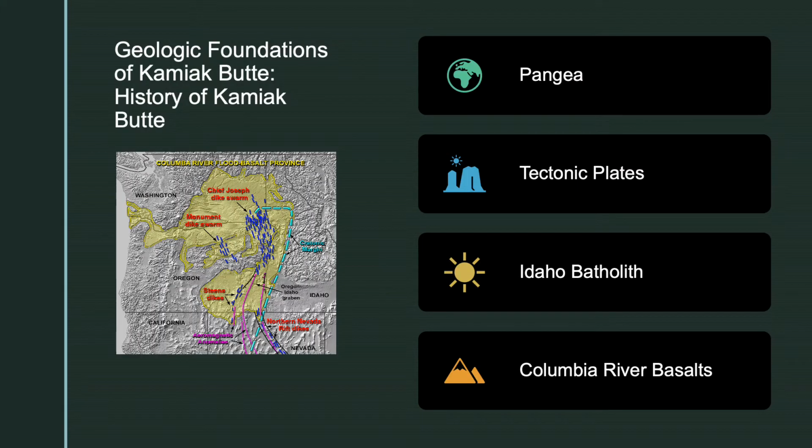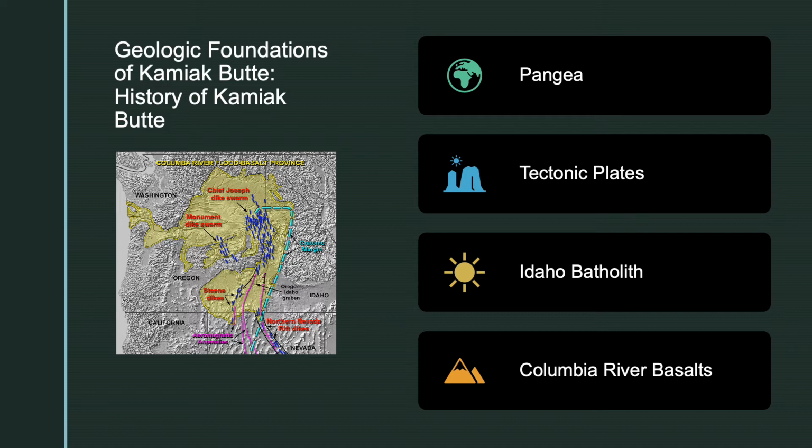The history of Kamiak Butte and the rest of the world's geologic foundations starts around 230 million years ago, when all of the Earth's continents were one supercontinent known as Pangaea. But around 200 million years ago, the supercontinent began to break apart and form the continental structure that is present today. Plate tectonics are a major contributor to how Kamiak Butte was formed.